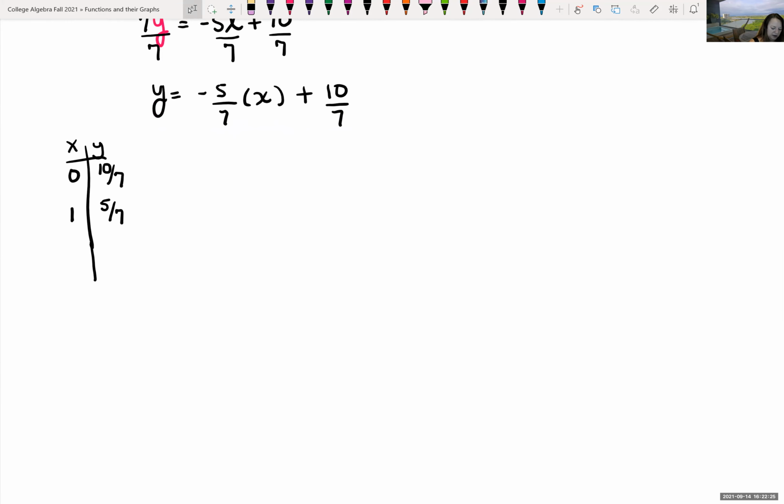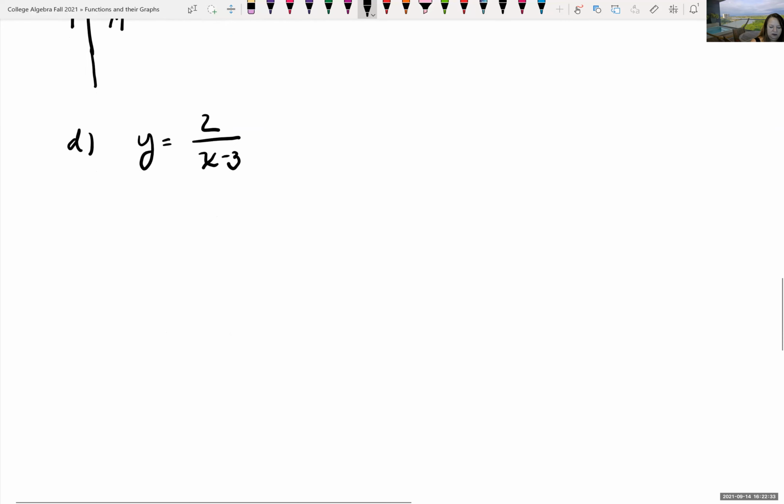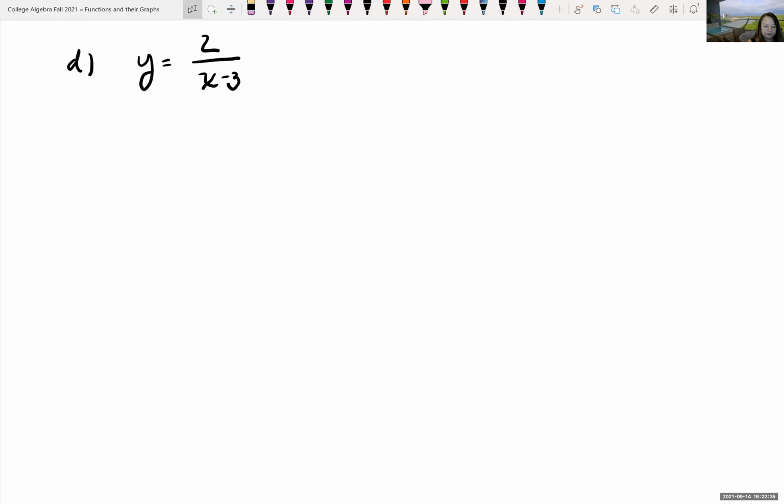So one more. What about y is equal to 2 over x minus 3? Okay, so I noticed that this is actually undefined. I know my value of x can never be 3 because that sets my denominator equal to 0. Other than that, I can plug in any value for x. That would be in my domain.